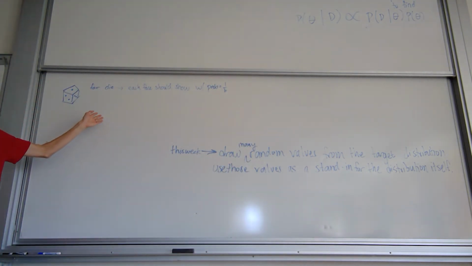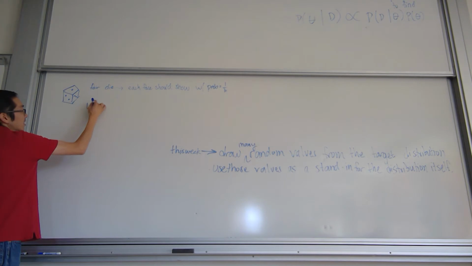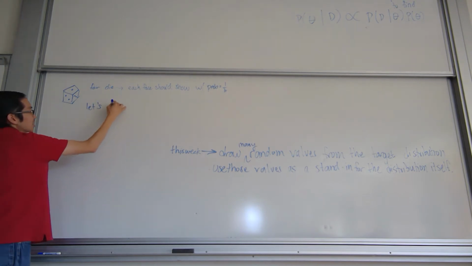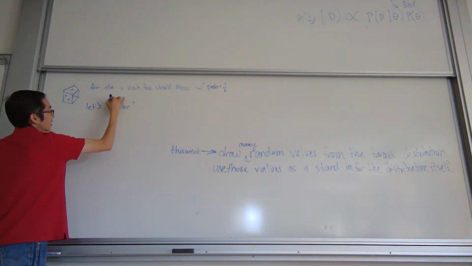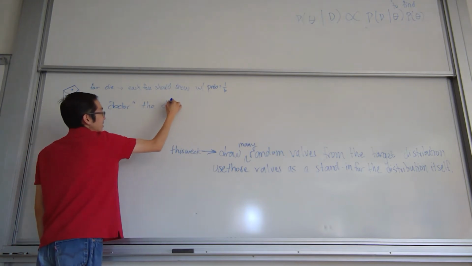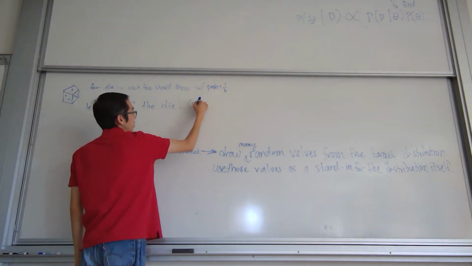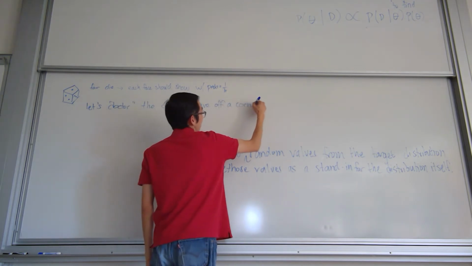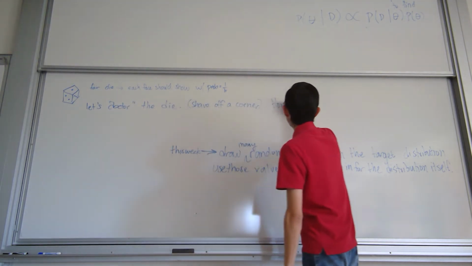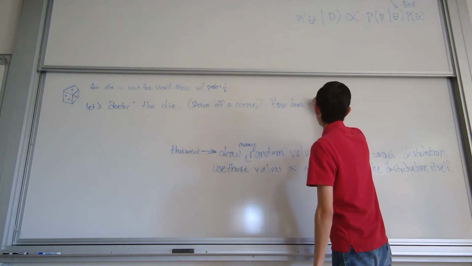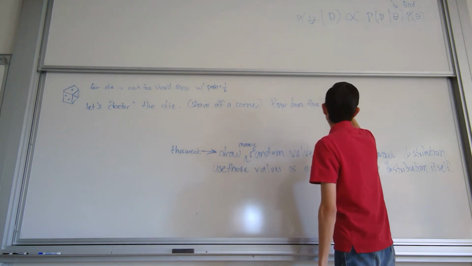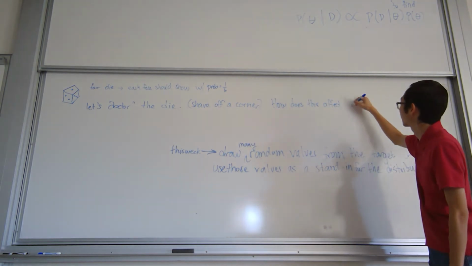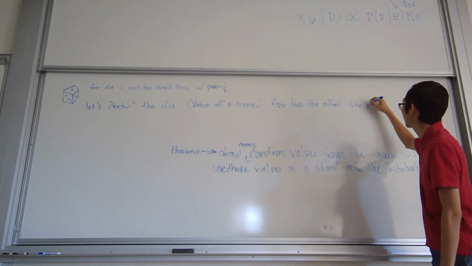So what's our Monte Carlo solution? Okay, so let me just write this. Okay, so we got the fair die. Okay, let's doctor the die. Okay, so maybe we'll shave off a corner. Okay, how does this affect the outcomes?